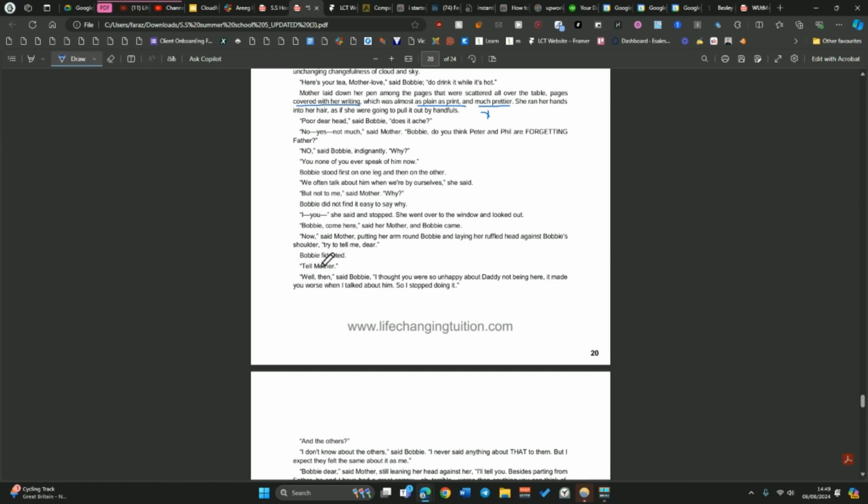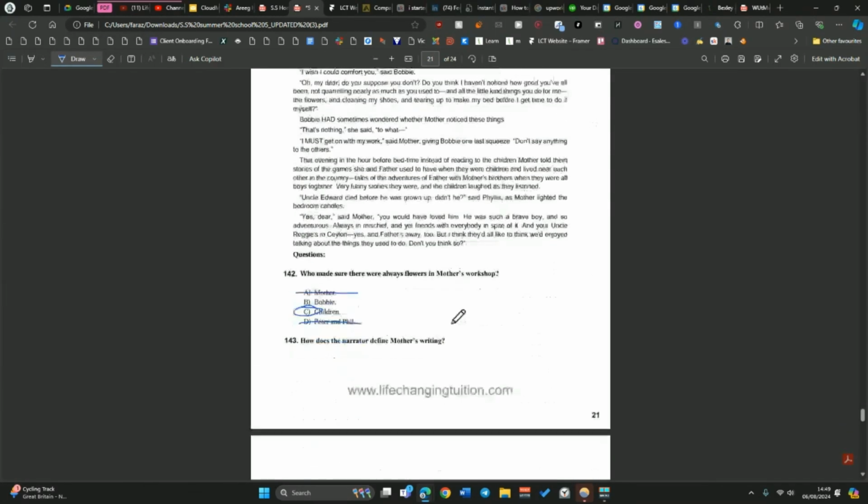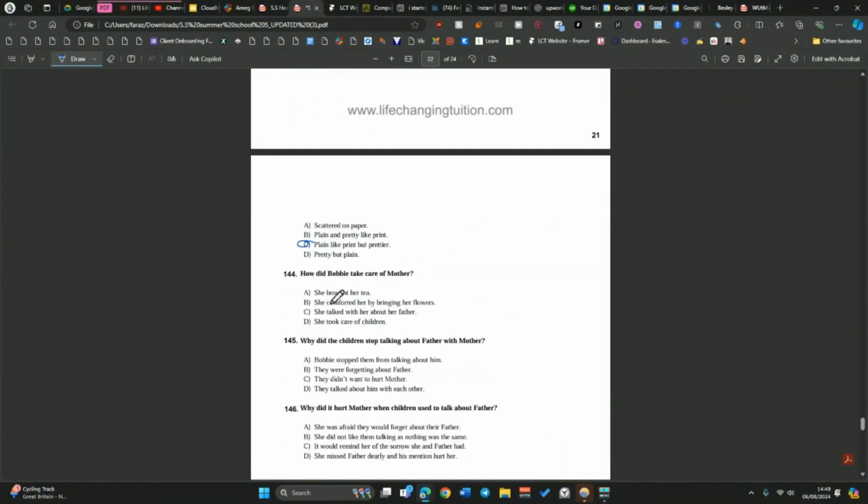Bobby, come here. Bobby fidgeted. I thought you were so unhappy. Okay, so let's see what the options say. She brought her tea. Yeah, Bobby does bring her tea. Comforted her by bringing flowers. Well, it's all of the children that are bringing the flowers. She talked to her about her father. She took care of the children.